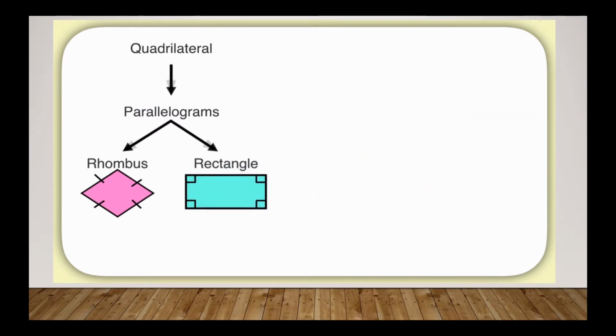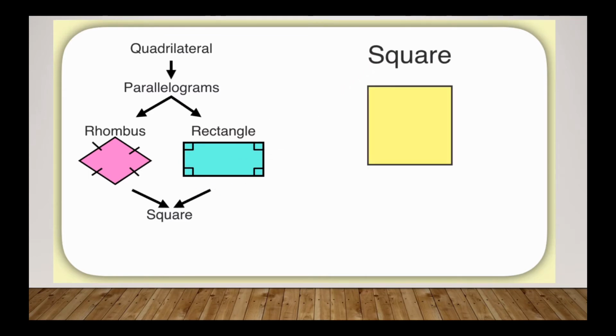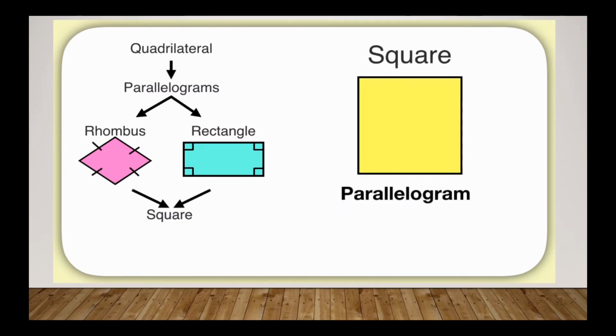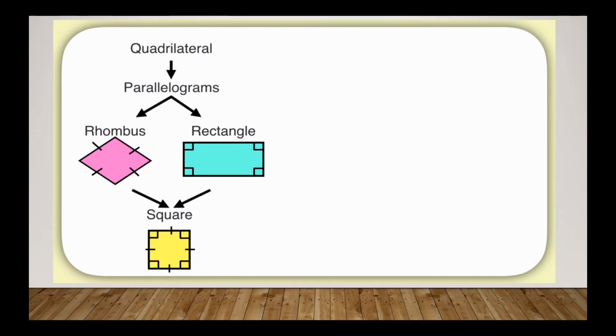But believe it or not, there's actually one more type of parallelogram. If you combine both a rhombus and a rectangle, you end up with a square. A square looks like this. It's a parallelogram. It has all sides with the same length. We'll use those dashes to show it. And it has 4 right angles. We'll use these 4 angle signs to show it.